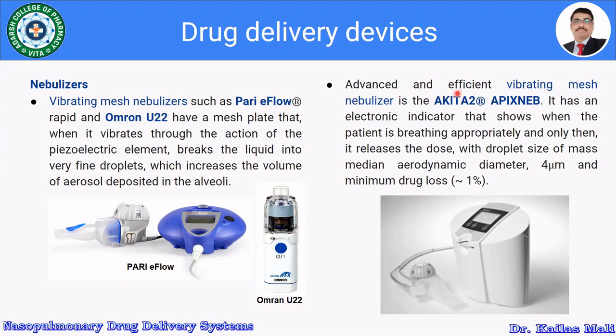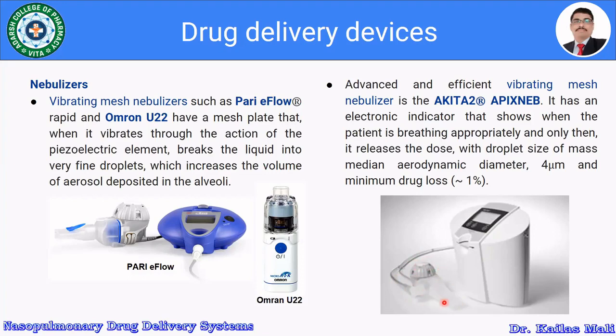The advanced and efficient vibrating mesh nebulizer is the Akita 2 EpicSnap. So this is the Akita 2 EpicSnap. It has an electronic indicator that shows when the patient is breathing, and only then it releases the dose with a droplet size of mass median aerodynamic diameter 4 micrometer and with a minimal drug loss of approximately 1%.